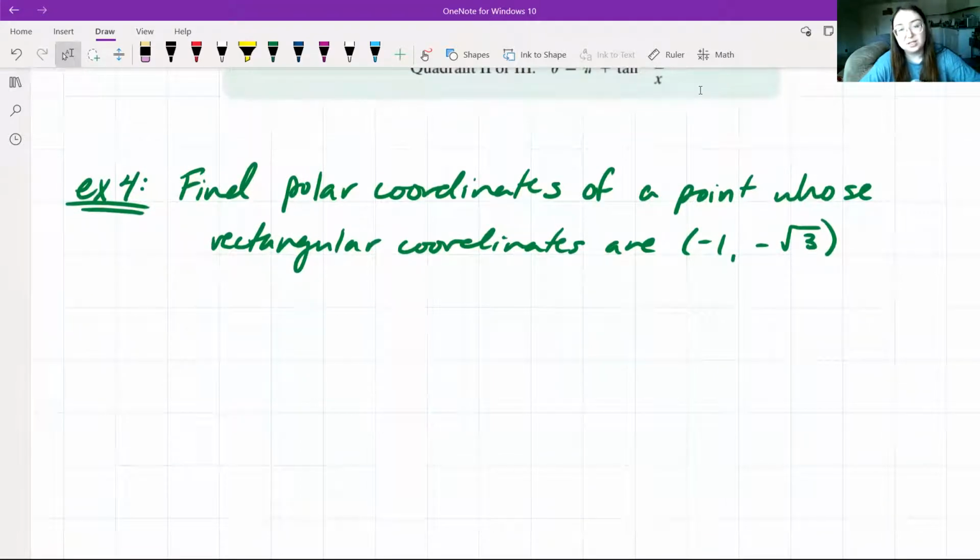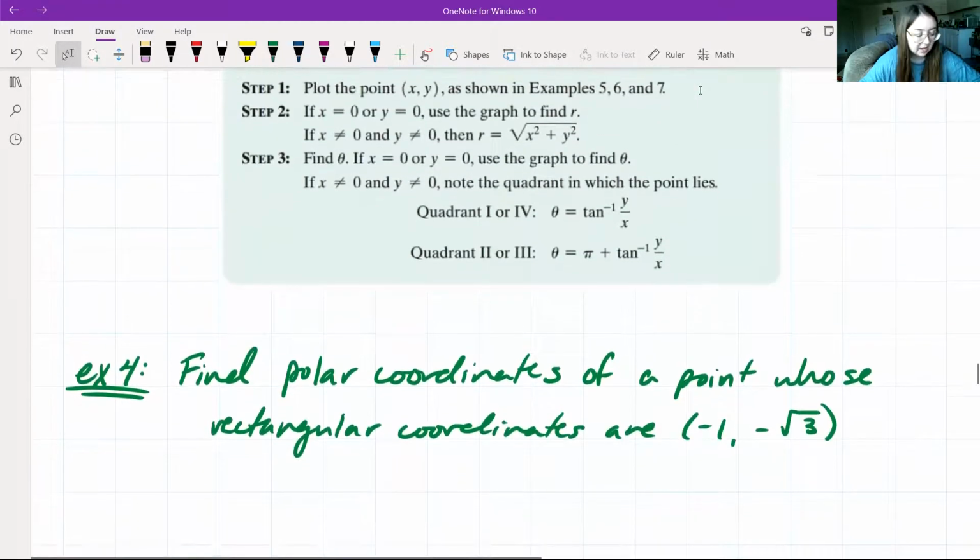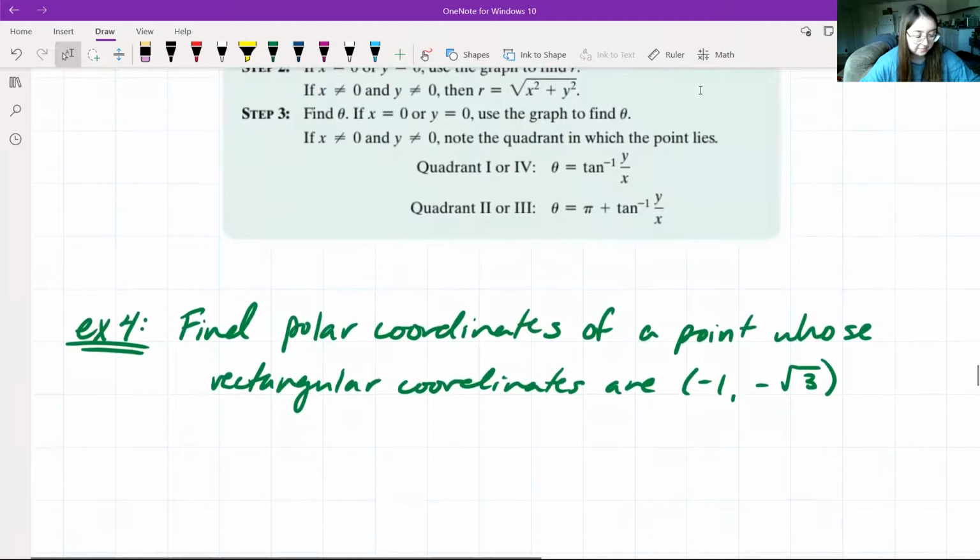All right, we're going to use the steps here to do our example, where we're going to find the polar coordinates of a point whose rectangular coordinates are -1, negative square root of 3. Our first step is that we want to plot the point x, y.